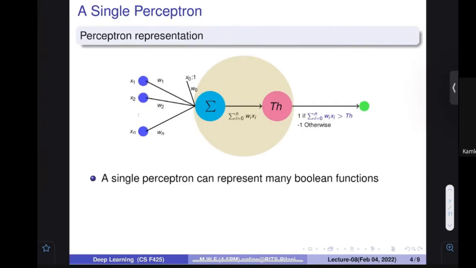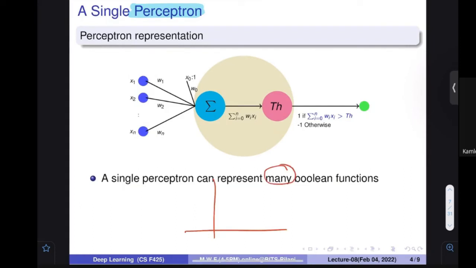So we have seen this kind of architecture, the perceptron that we were studying in the last class, where input was there, weights were there, they are multiplied, and on this summation we apply a threshold, then we put high or low as an output based on the threshold. A single perceptron can represent many Boolean functions. What do I mean by this? Boolean function means the function that gives you 0 or 1, minus 1 plus 1. So how can a single perceptron represent many Boolean functions?